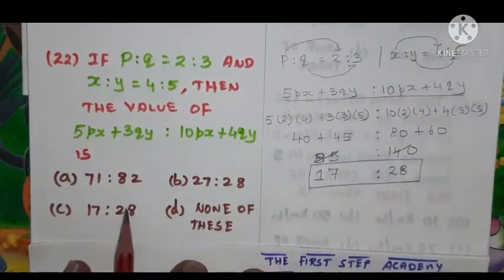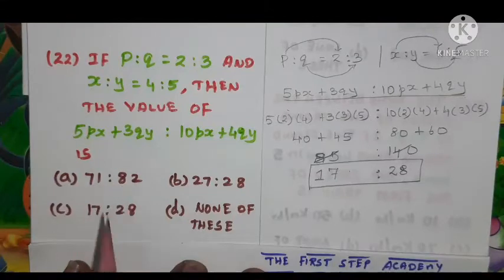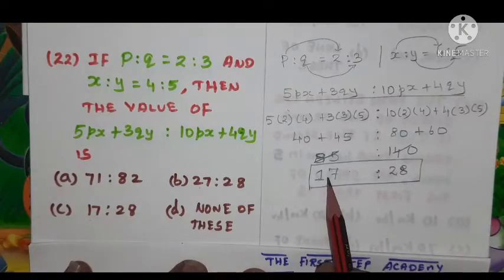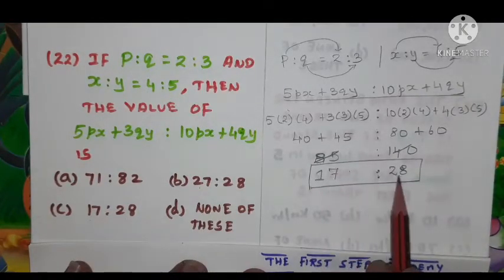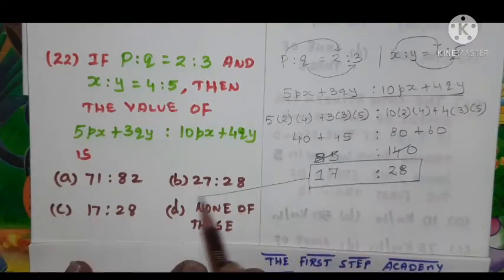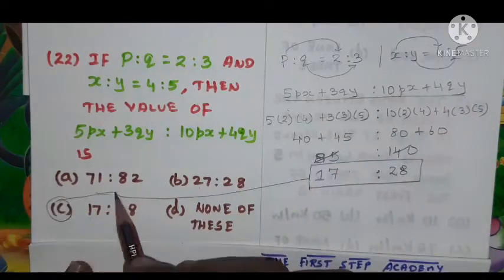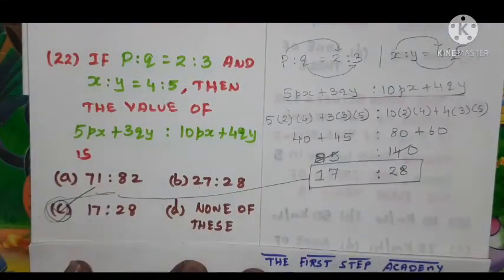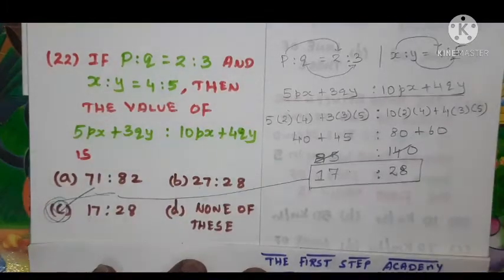So check with the options. Option A 71 is to 82, option B 27 is to 28, option C 17 is to 28, option D none of these. So we got the answer as 17 is to 28 and this exactly matches option C. Hence option C is the right answer for this particular question, right? Hope you understand. Good. We'll go to the next question.